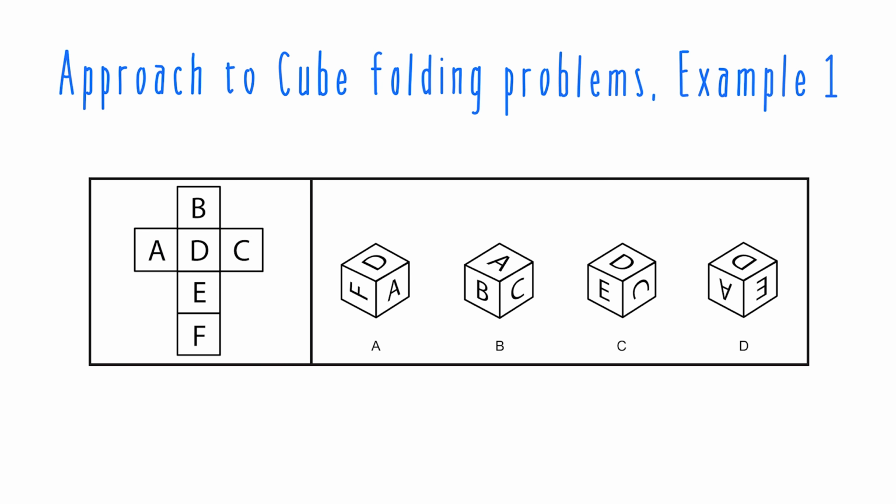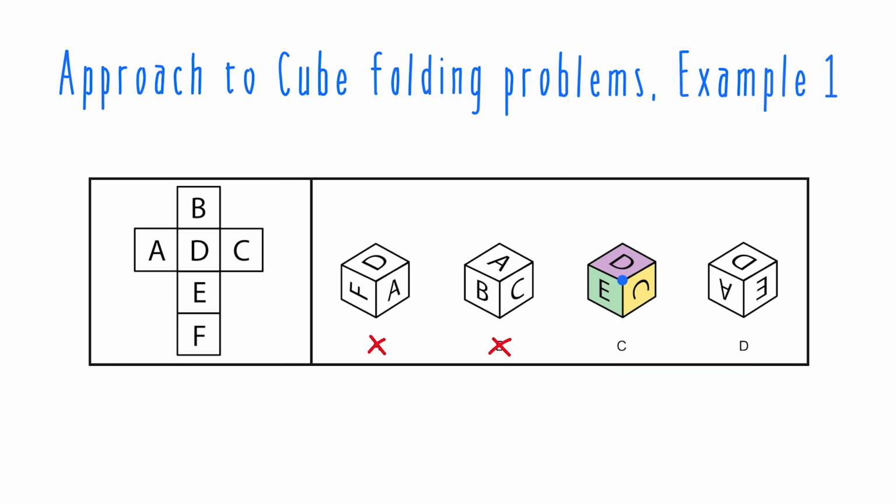So just by noticing that simple detail, we can eliminate choice A because it shows the F face and the D face sitting right next to each other. And actually choice B because it shows the A and the C sitting right next to each other. So that gets us down to two answer choices.